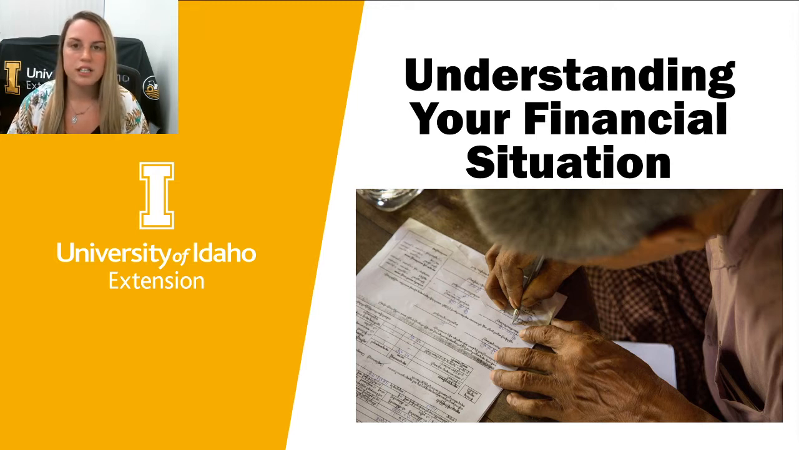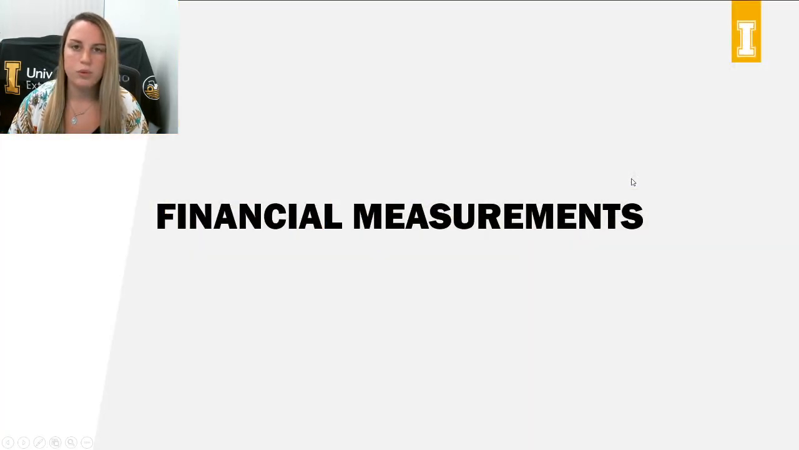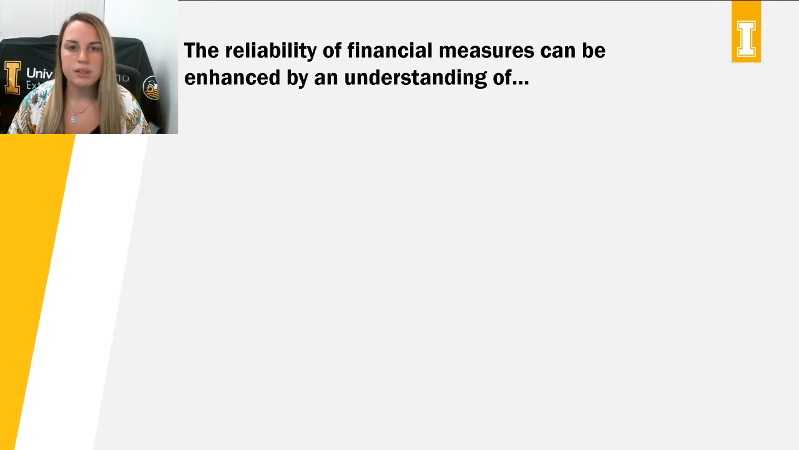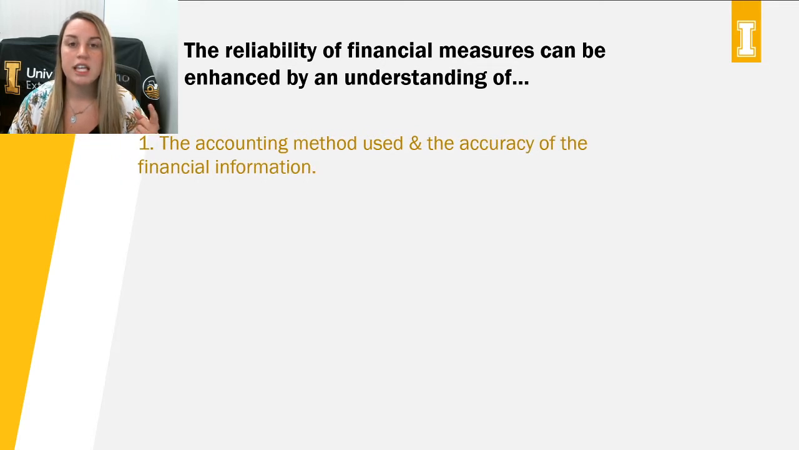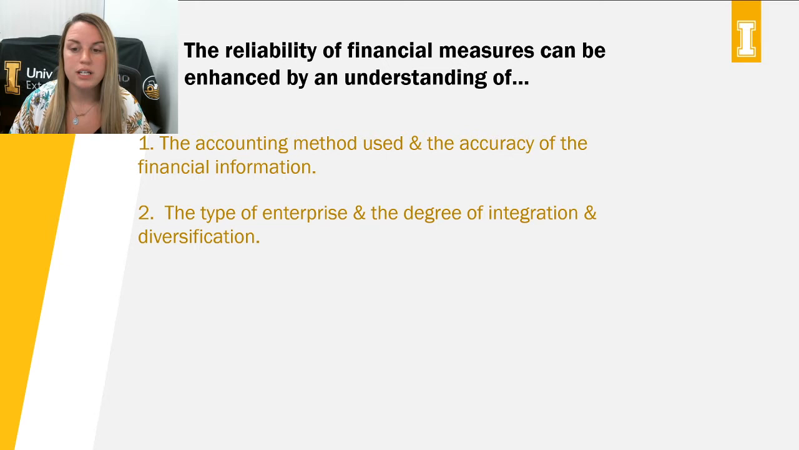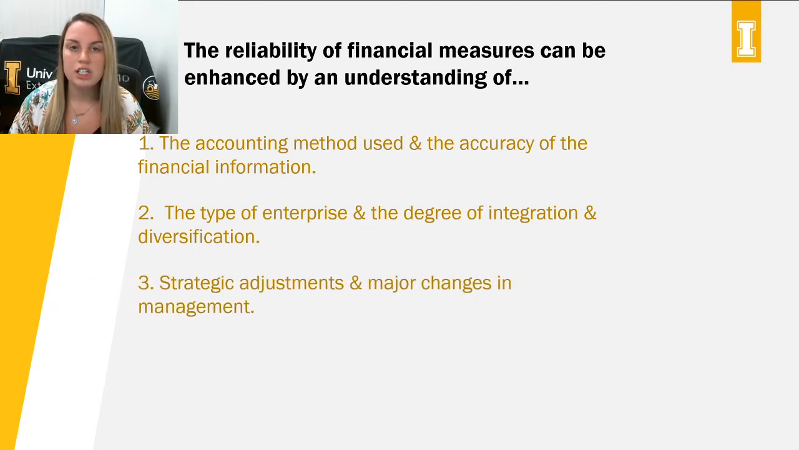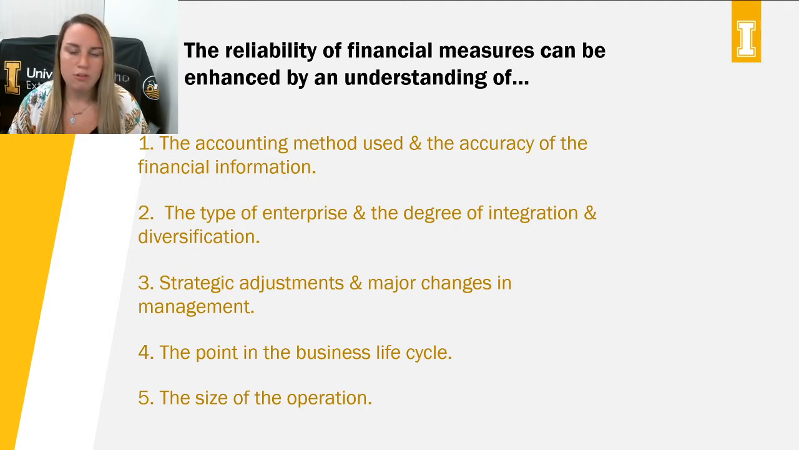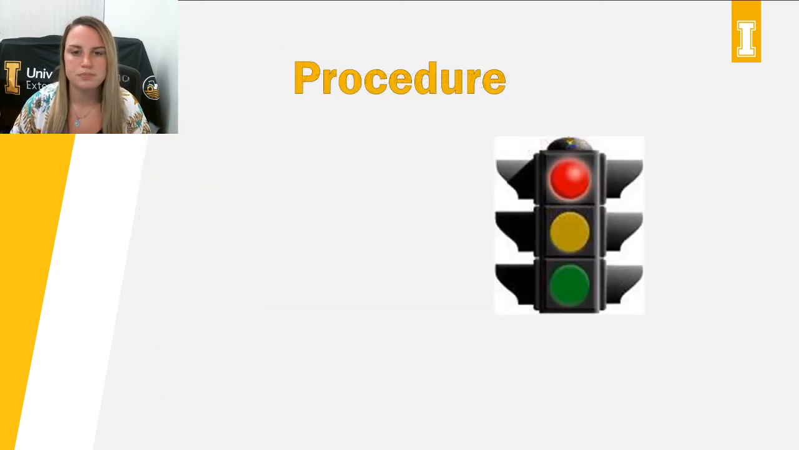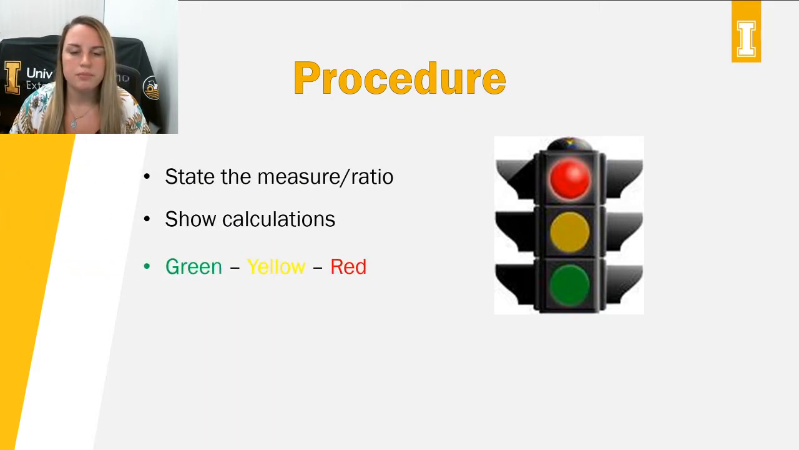So with that, I'll start out with the PowerPoint for today. We'll be talking about financial measurements. The reliability of a financial measure can be enhanced by an understanding of the accounting method used and the accuracy of the financial information, the type of enterprise and the degree of integration and diversification, strategic adjustments and major changes in management, the point in the business life cycle, and the size of the operation. I think one that's really important is the point in the business life cycle. Depending on where you are, your financial situation can be a lot different. If you are in a lower ratio or not where you think you should be, but you have just started, then you shouldn't worry as much as if you were already established.